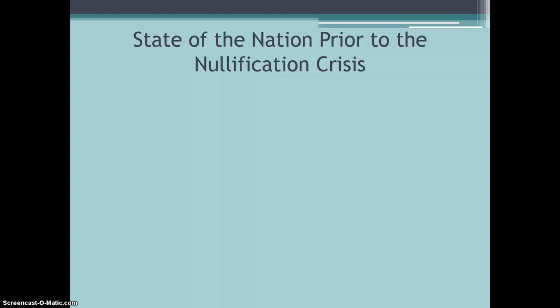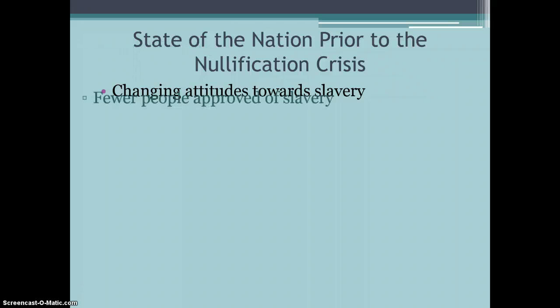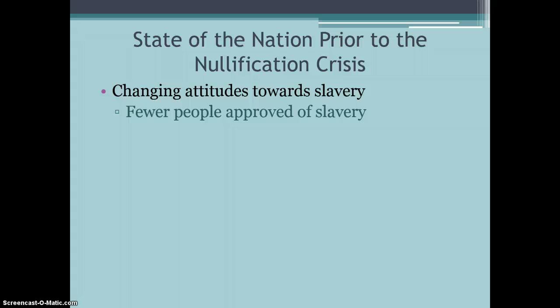Prior to the Nullification Crisis, the U.S. was going through some changes. First of all, there were changing attitudes towards slavery. Fewer people approved of slavery, and tensions were rising between the pro-slavery and anti-slavery factions of the U.S. Congress and all people across the country.